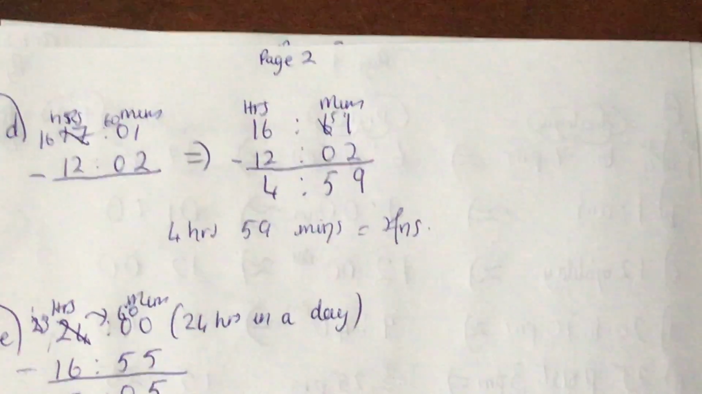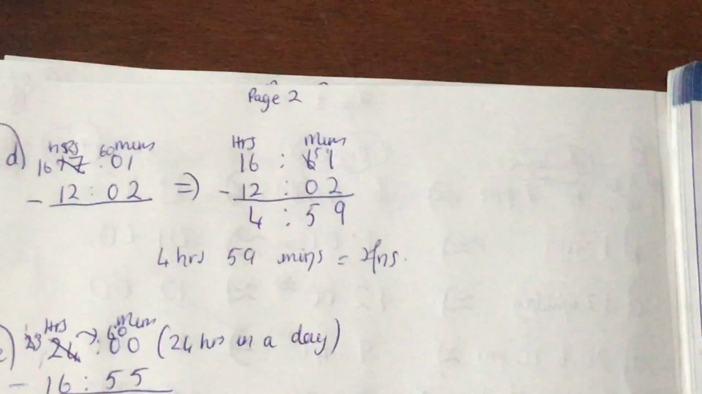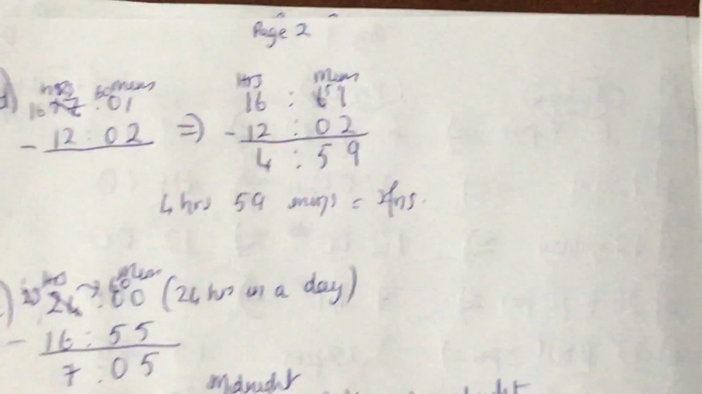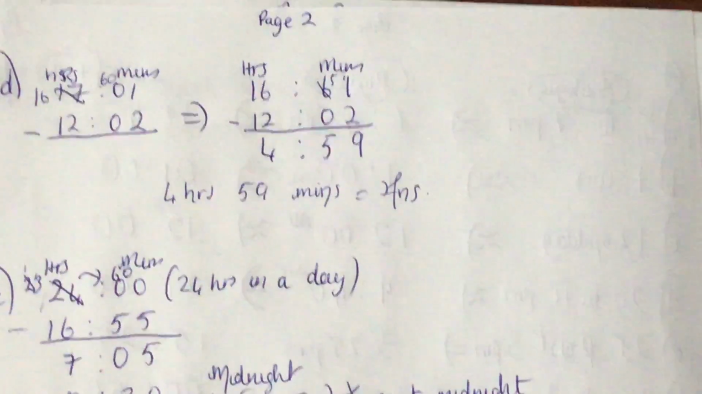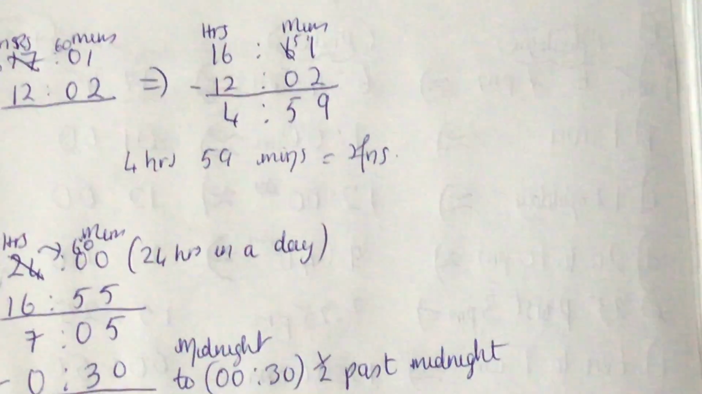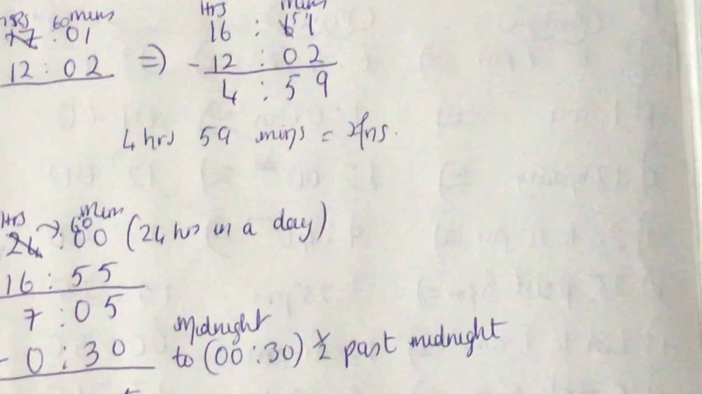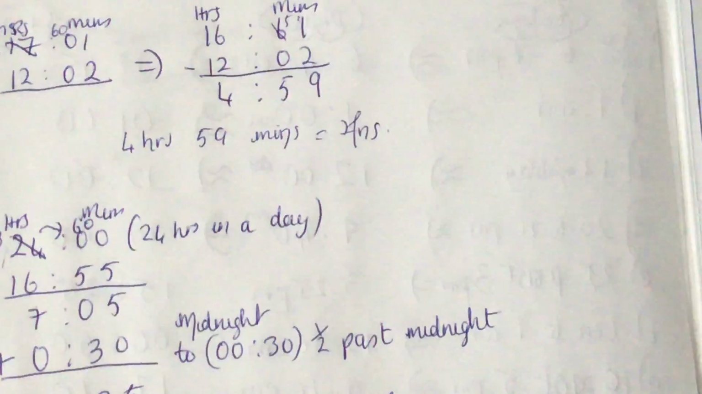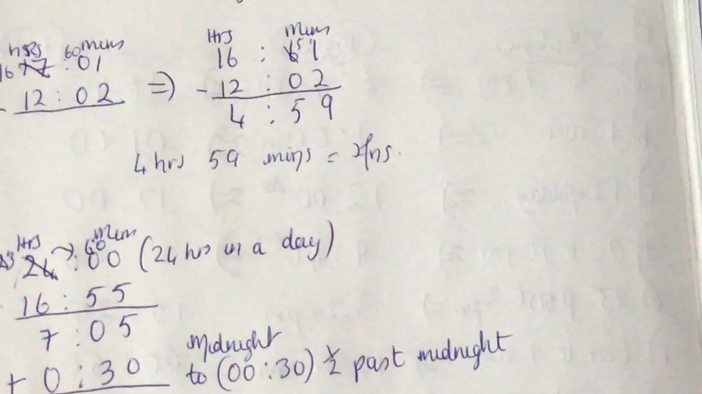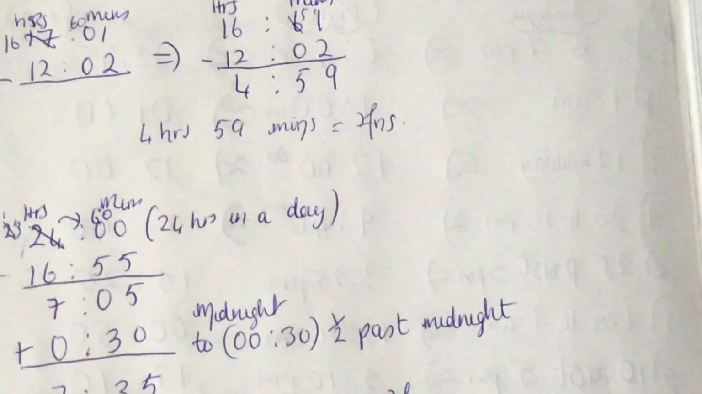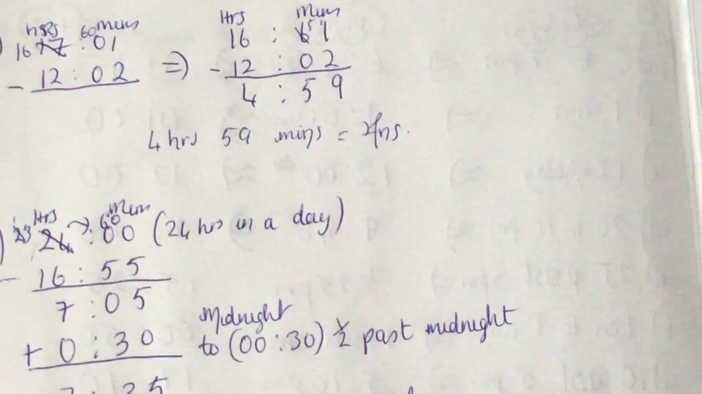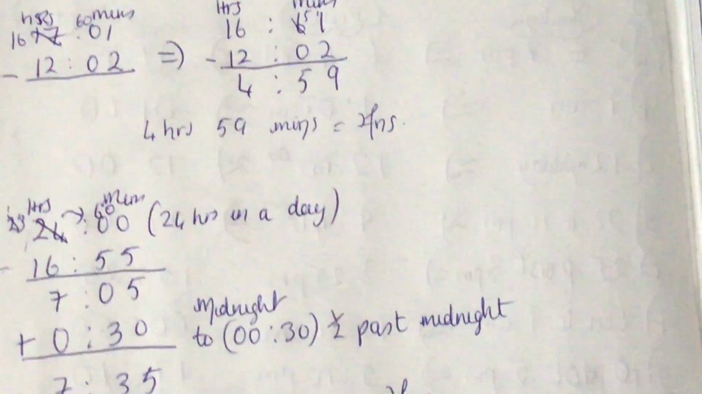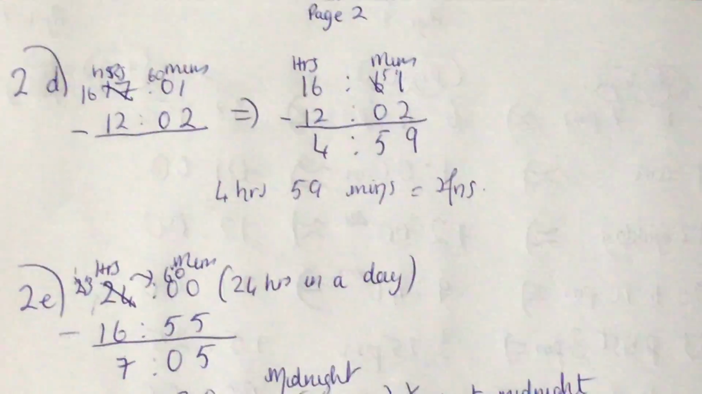Bring over your 1 hour, convert it to 60 minutes. Add your 60 onto your 1, purely for subtraction purposes. So now we have 16 hours and 61 minutes. We can only do this if we're subtracting. You would never read 16 hours and 61 minutes. You cannot do that. But this is just to facilitate subtraction, guys. No other reason. 16 hours and 61 minutes is 17 hours and 1 minute.